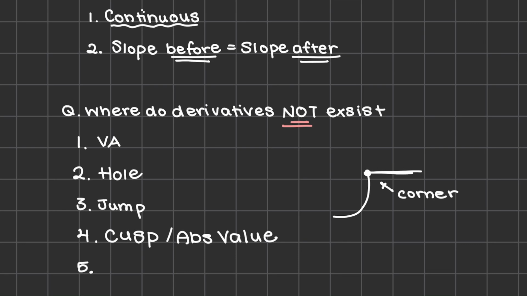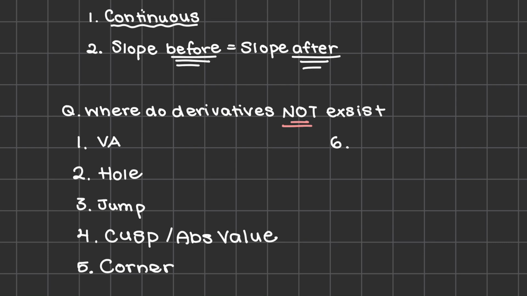When you have a line or any type of straight line paired up with a curve, you're going to be able to see a corner. And seeing as, once again, the slope before is not equal to the slope after, you're not going to have a differentiable function because it doesn't meet the second requirement. Therefore, corner is the fifth exception.